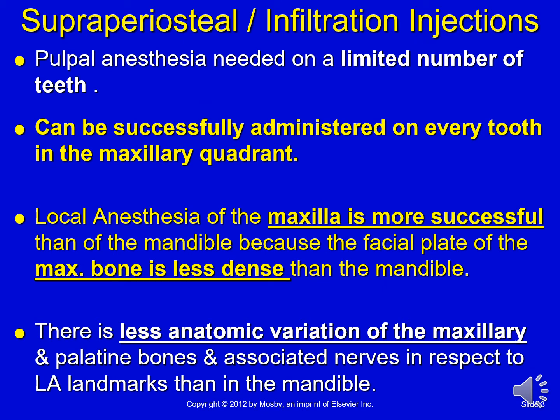So the supraperiosteal infiltration is pulpal anesthesia on a limited number of teeth, usually just one, and sometimes a little bit of the adjacent teeth. Sometimes they can get 2. This is an injection that you can give on every tooth in the maxillary quadrant.